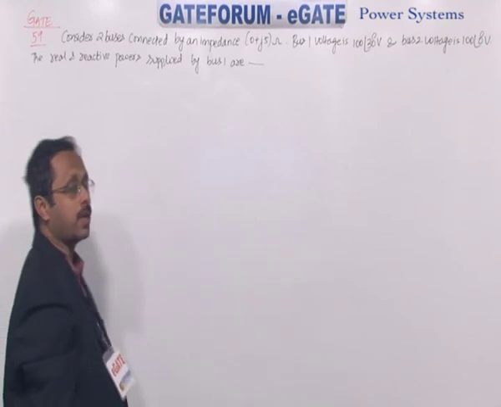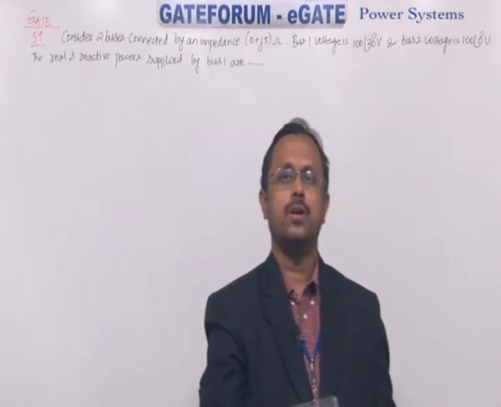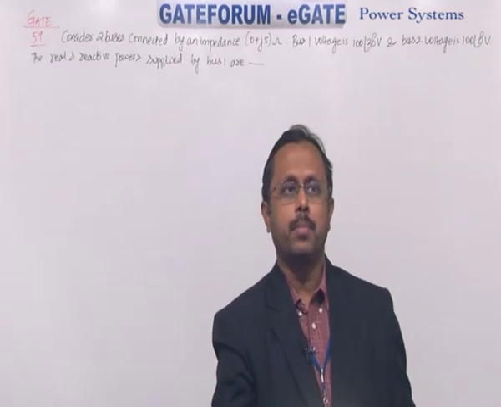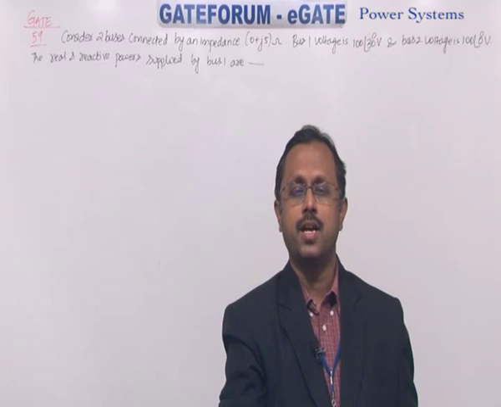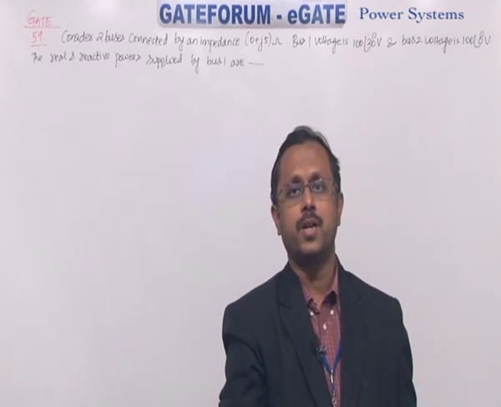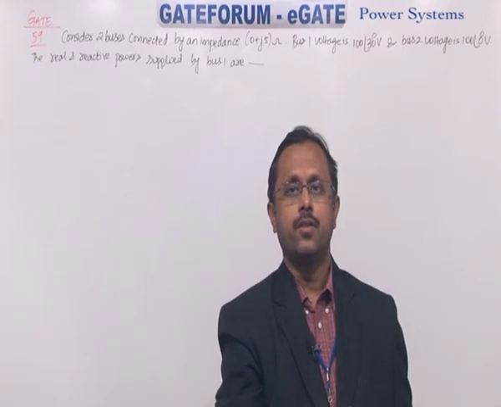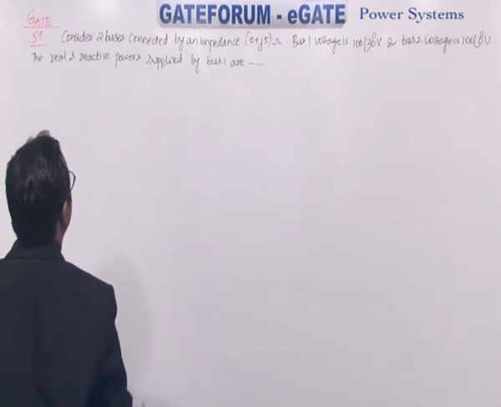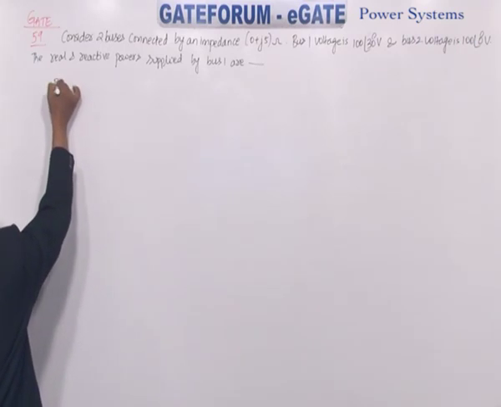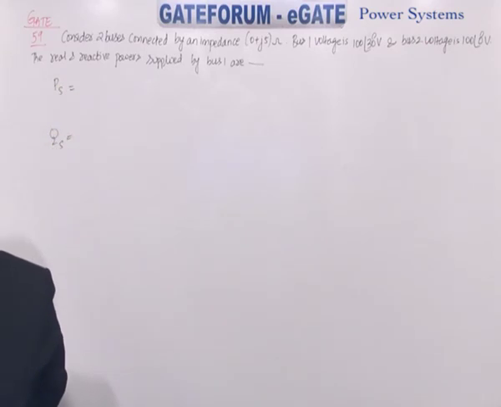You are having two buses, bus 1 and bus 2. You treat bus 1 as the sending end and bus 2 as the receiving end, and check what is the power transmitted from bus 1 to bus 2, that is from sending end to receiving end of a transmission line. So we have to find out what is PS and what is QS here.